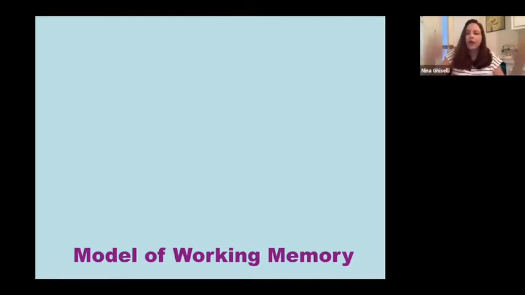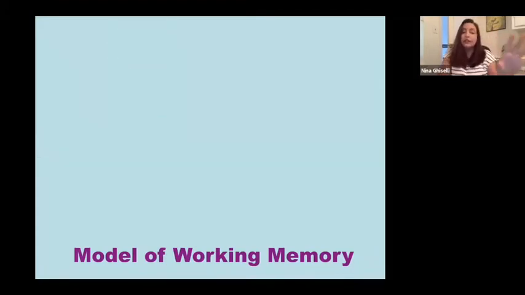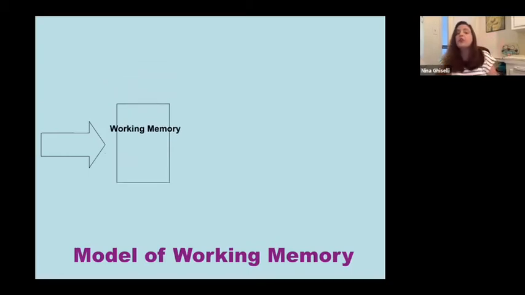So here we go. Information coming in. This is what happens to it. First it is perceived, okay? And that is the information coming in. You perceive it with your eyes, with your ears, with your hands. Then it goes into working memory. Working memory is the information in short term.